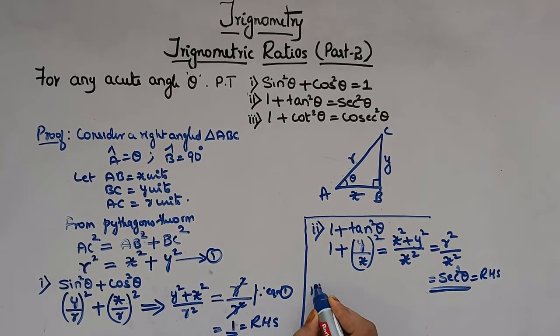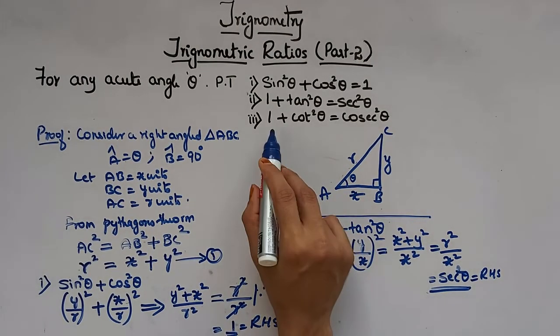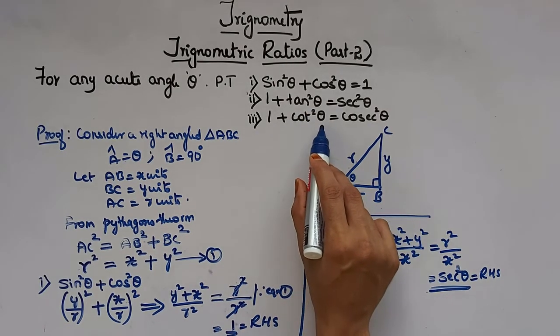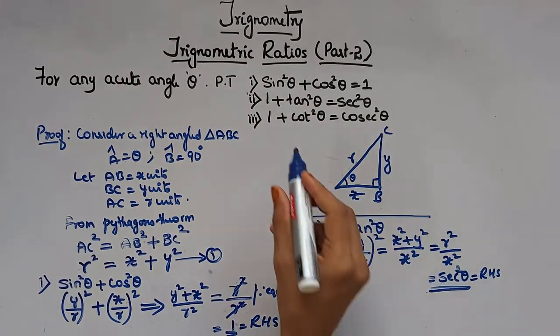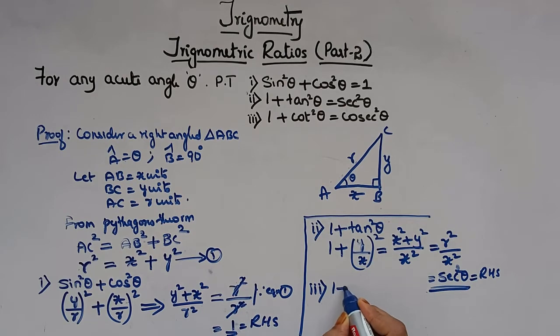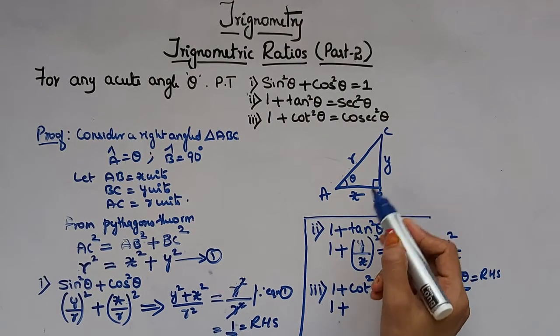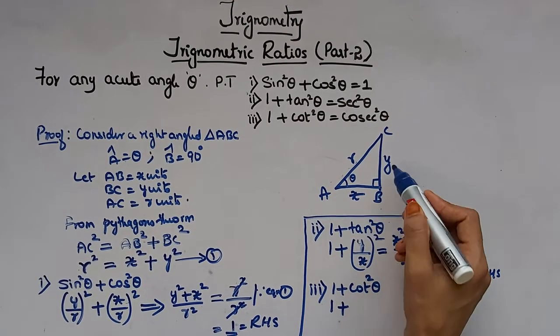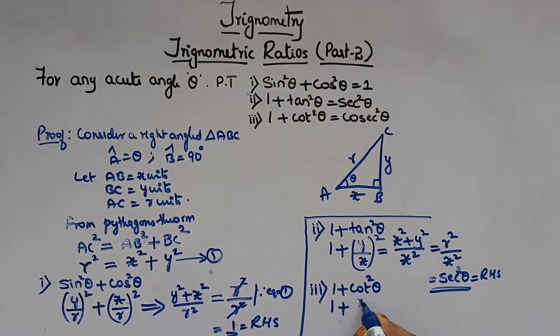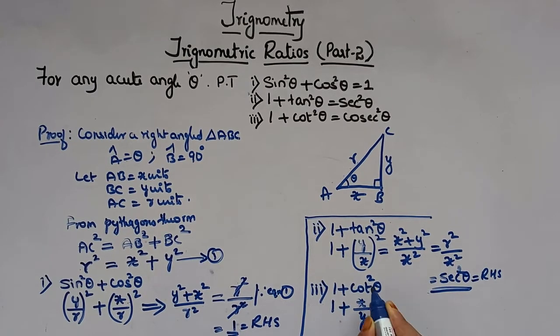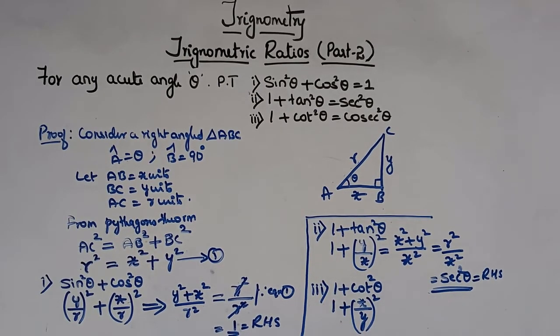Now let's see the third relation. Here it says 1 plus cot square theta is cosecant square theta. So first let's take the LHS. We have 1 plus cot square theta. We know tan theta is y by x and cot theta is x by y. So cot theta is x by y. Since it is square, we have square here.